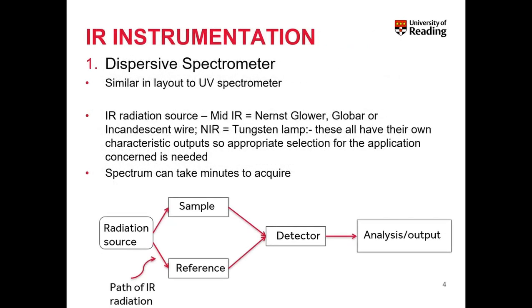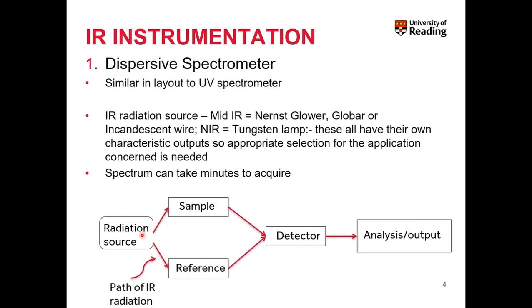Now the instrumentation, so an infrared spectrophotometer, is quite similar to a UV visible spectrophotometer. In the spectrophotometer you have a radiation source. This can either be something called a Nernst glower or a glow bar, or it could be an incandescent wire. If we're working in the near infrared region, so the region of infrared that is closest to visible light, we could be using a tungsten lamp.